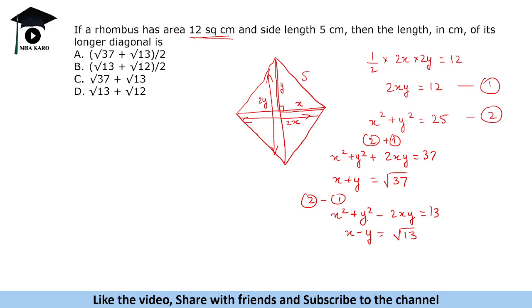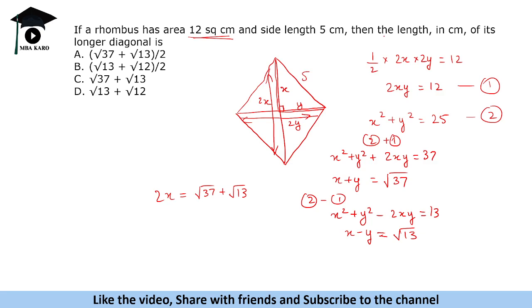So if we add these two, what do we get? We get 2x is equal to root 37 plus root 13. So x is the longer one. Just for the representation purpose, I'll change it to x and y respectively. x is the longer one that we have taken, and that is why we are taking x minus y is equal to root 13, assuming that x is the longer side.